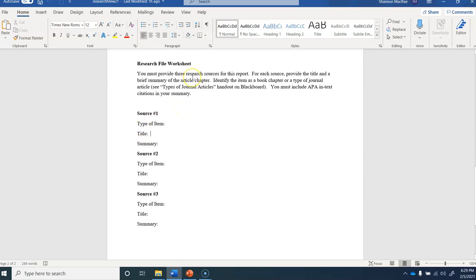Again, in the summary section, you do need to follow the summary strategy that we talked about last week. You also need to include APA in-text citations in your summary. And remember that just sticking one citation at the end is not proper APA format. You need to work sentence by sentence by sentence. So again, follow the example, take a look at the example, and make sure that you're using that strategy.